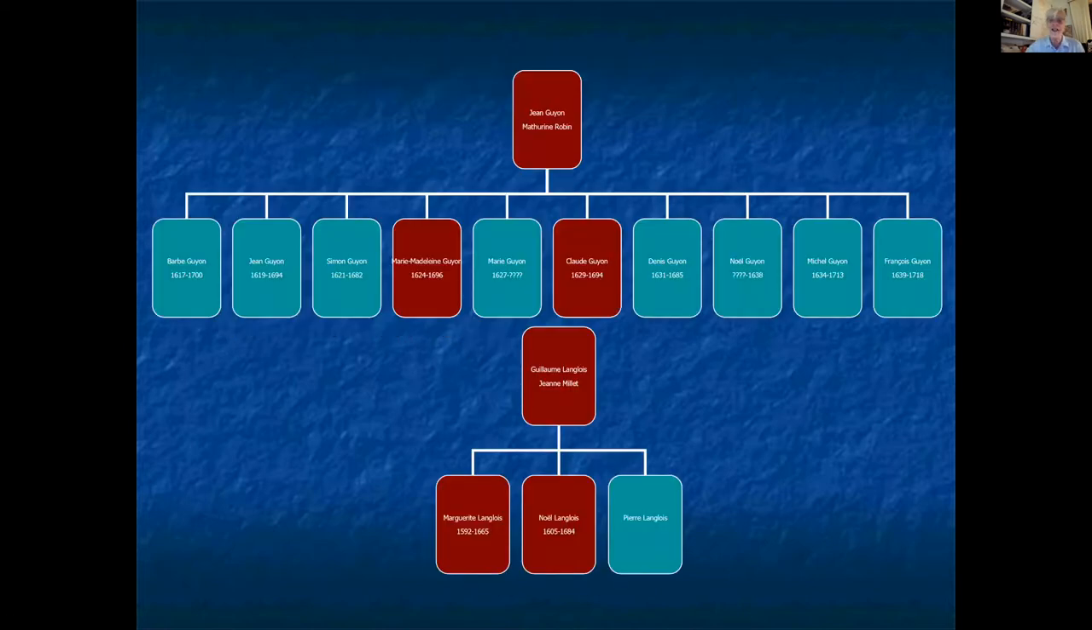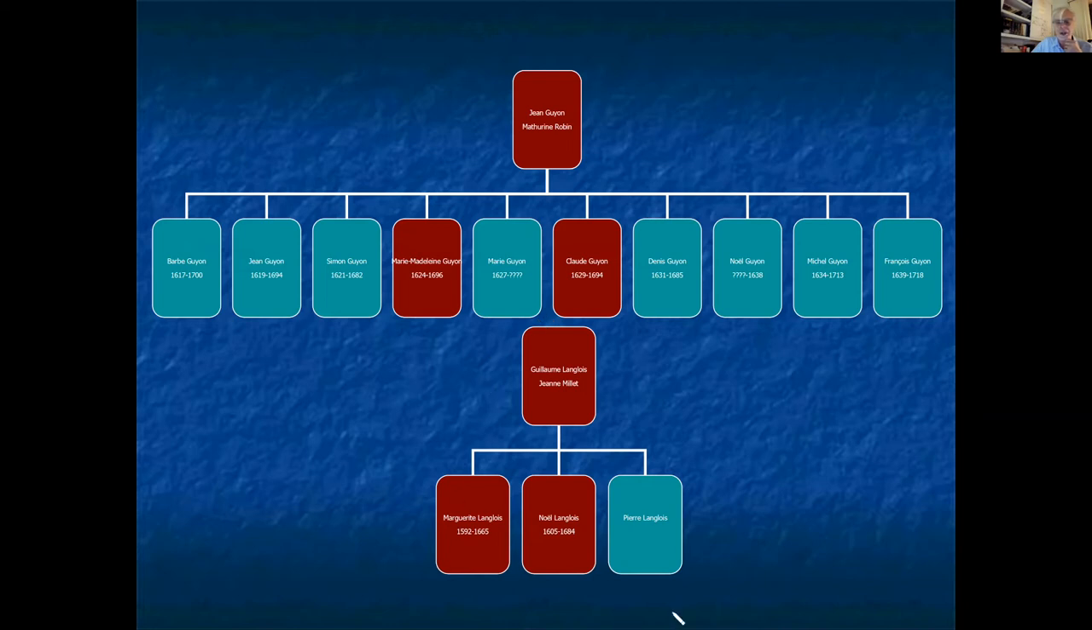So here are two examples. Here is a man called Jean Grillon, who had 10 children. I don't remember exactly how many people joined that common ancestor, but most of the 23 people joined through two of his children.